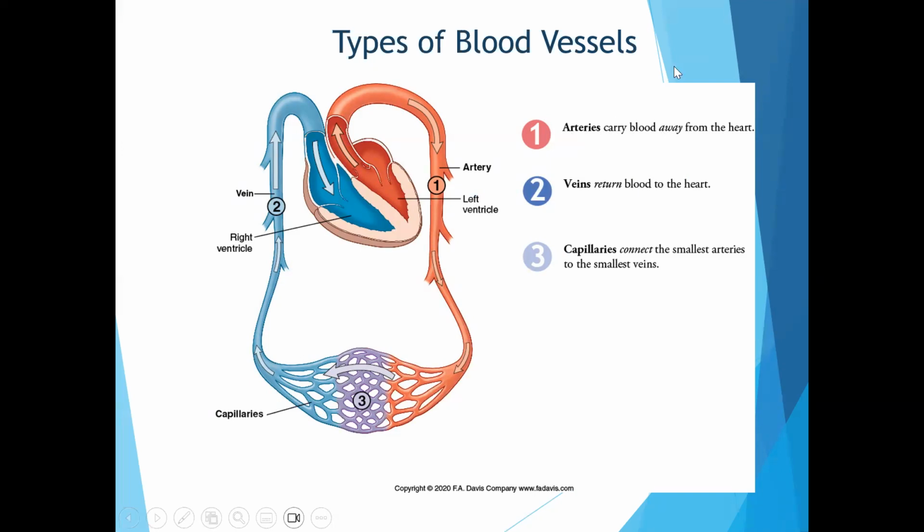Remember, we talked about and we'll get to the lung circulation again, but we talked about in our heart chapter that the pulmonary arteries are the only arteries that carry deoxygenated blood, and the pulmonary veins are the only veins that carry oxygenated blood. But they still follow the rule of arteries carry away and veins return.